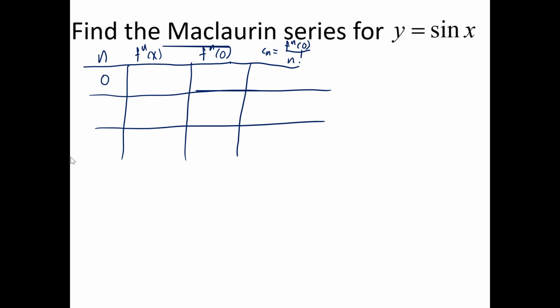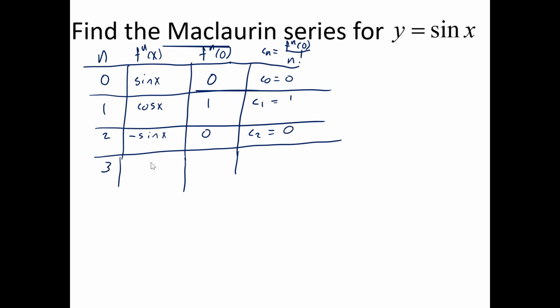When n is 0, we're dealing with the original function, sine of x. Sine of 0 is 0, and so c_0 is 0. When n is 1, the derivative is the cosine of x. When you evaluate at 0, you get 1, and so c_1 is 1. When n is 2, you get the negative sine of x. When you plug in 0, you get 0, and then c_2 is going to be 0.